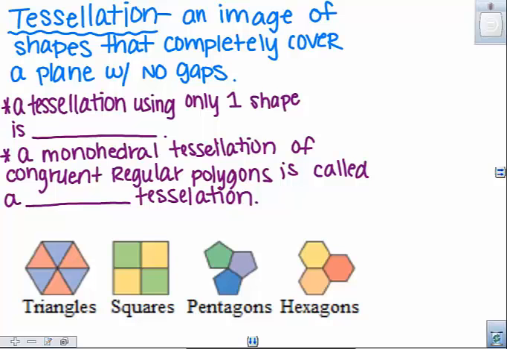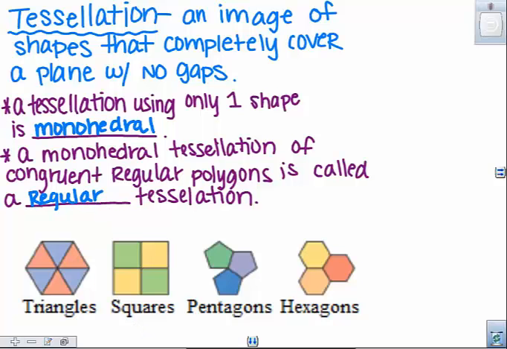Okay, a tessellation that uses only one shape is called monohedral. So that would be mono, because mono means one, hedral. So only one shape is monohedral. A monohedral tessellation consisting of congruent regular polygons is called a regular tessellation.